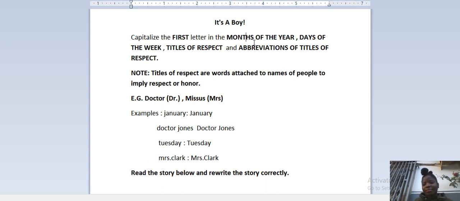Capitalize the first letter. Same as days of the week: Sunday, Monday, Tuesday, Wednesday, Thursday, Friday, Saturday, Sunday. If you're writing the days of the week in any sentence, same rule applies to the first one. In any sentence, any paragraph, whatever it is, capitalize.